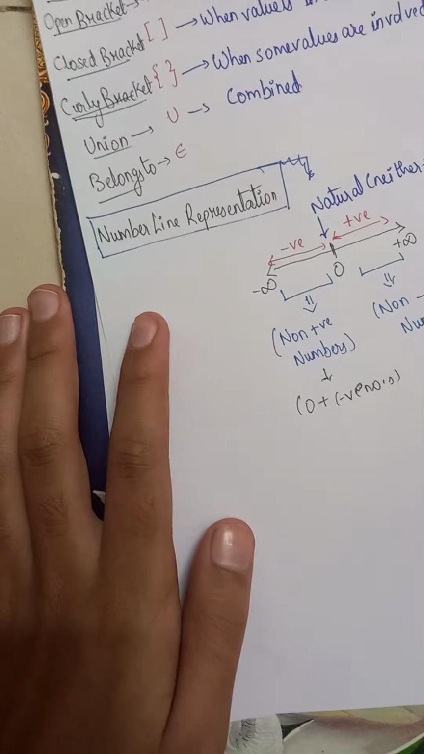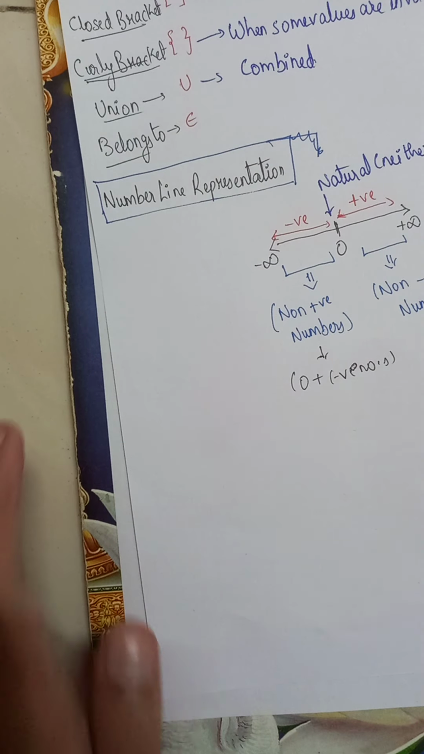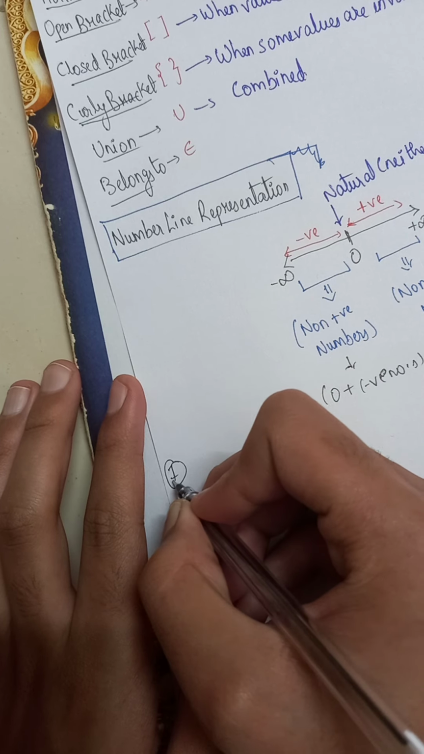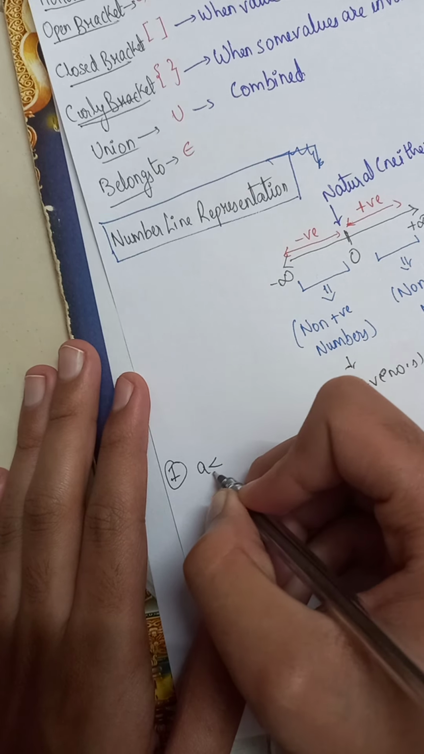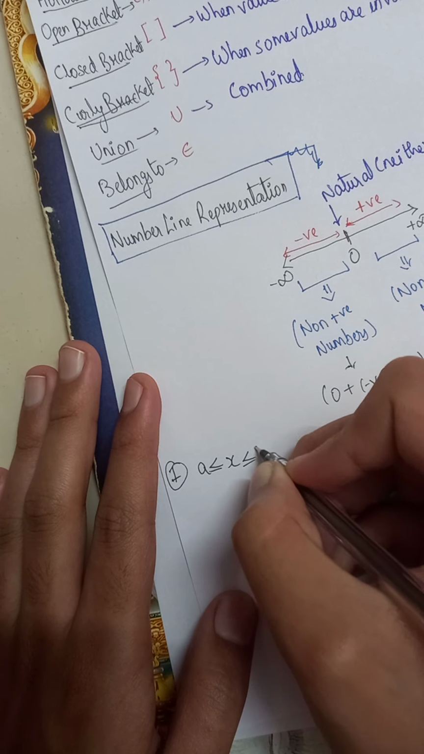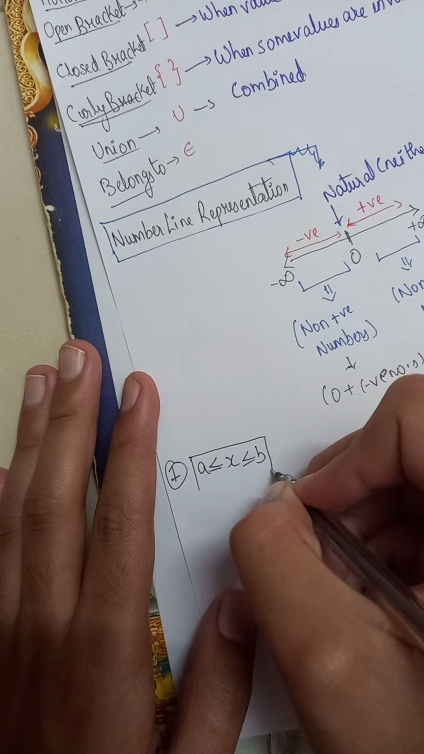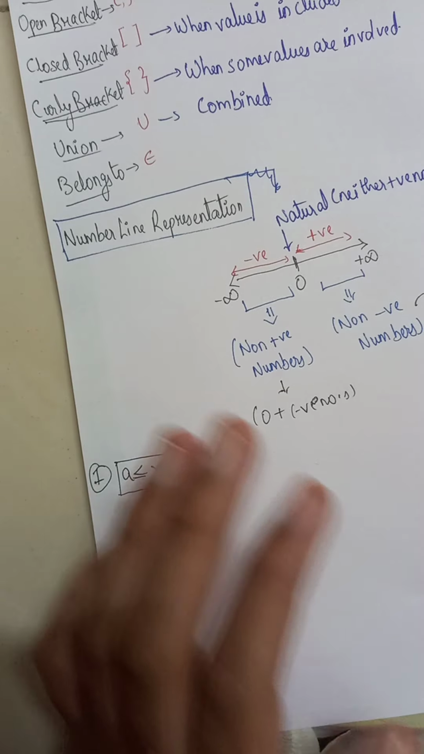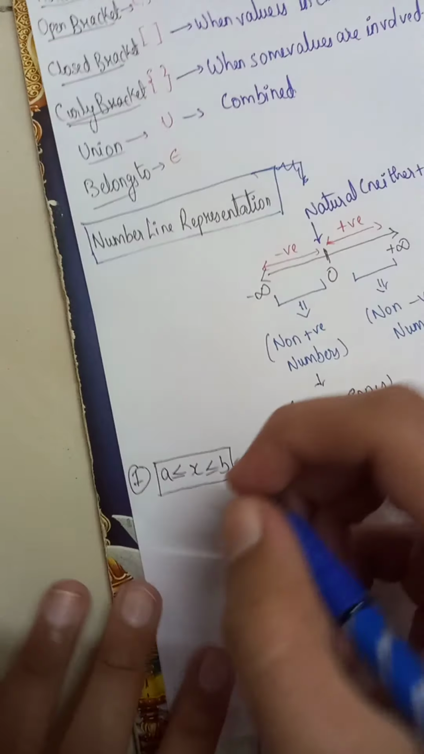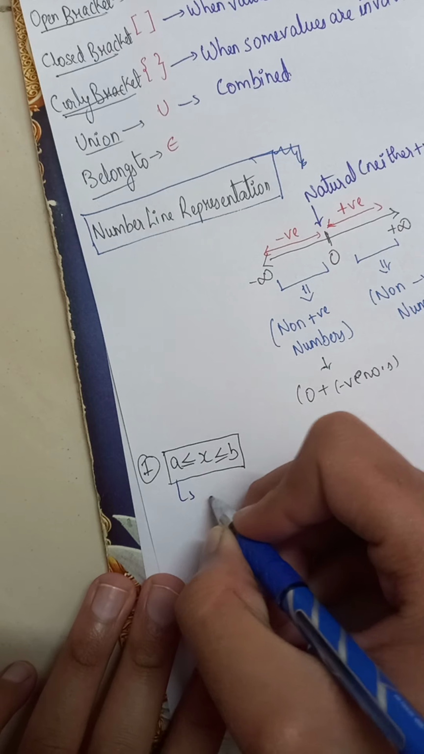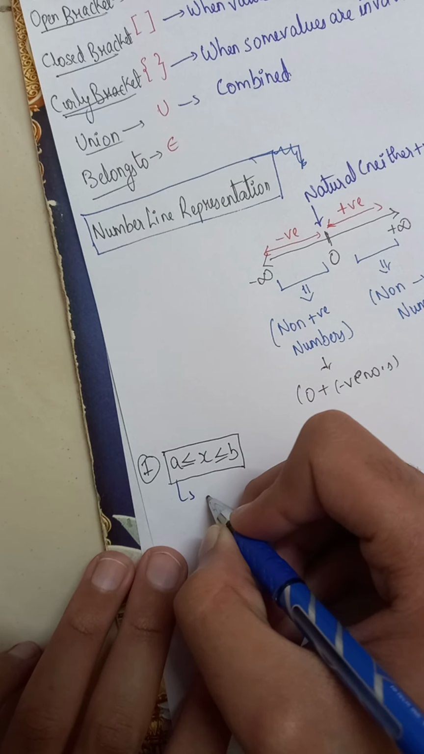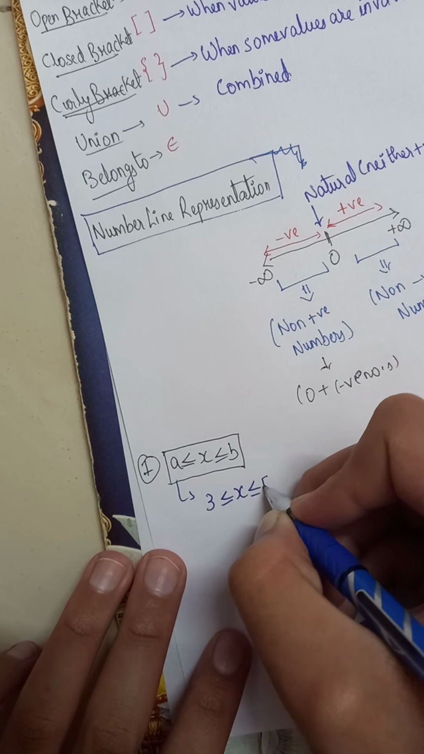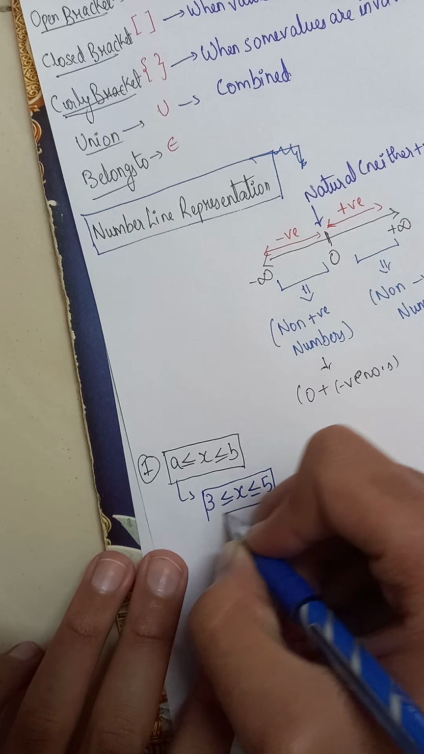Now let's jump into some examples. If you get a question like this, a is less than or equal to x is less than or equal to b, where x is some number, and a and b are also numbers. Suppose the example is like this: 3 is less than or equal to x is less than or equal to 5.